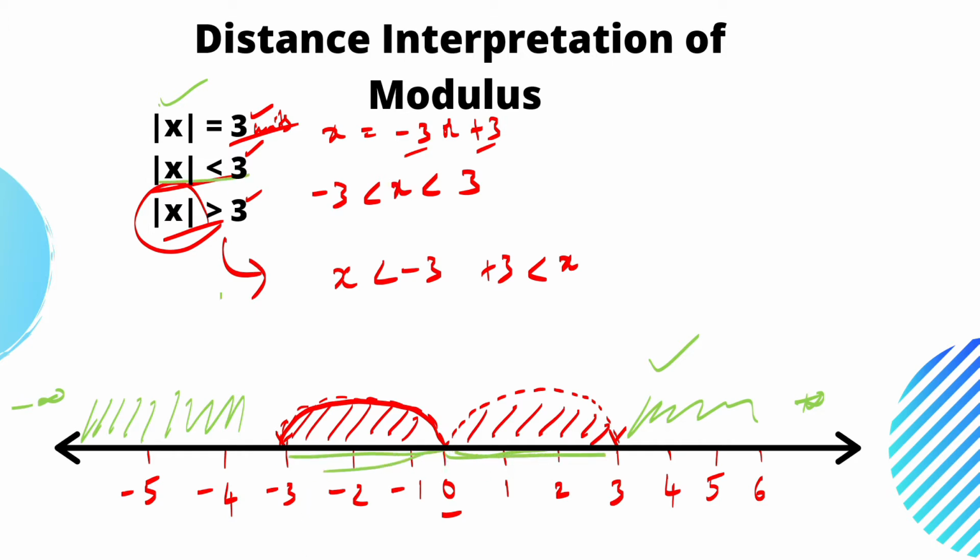When x is less than 3, the range x is taking is from 0 to 3, not beyond 3, and on the right-hand side it is 0 to 3, not beyond plus 3. On the other side it is not beyond minus 3. When x is greater than 3, it starts from 3 and can go to plus infinity, and on the other side it can go to minus infinity. Hope you understood this.